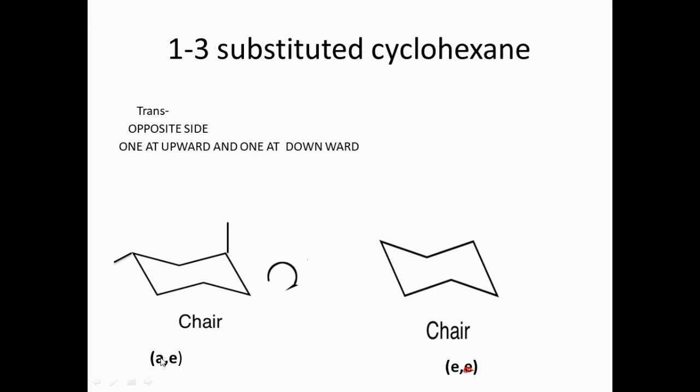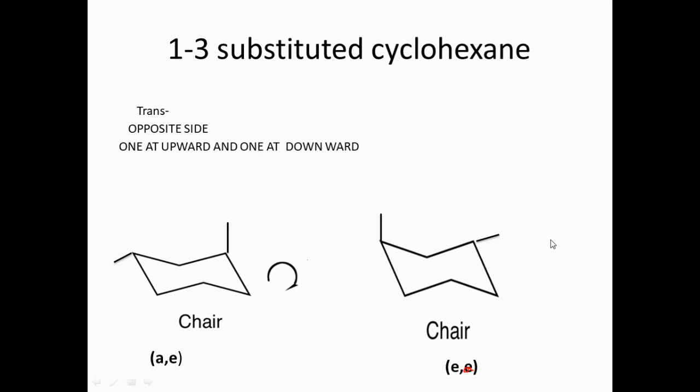The substituent would be at axial or equatorial. If at one place it is axial, at the third place it will be equatorial. Then it can be considered a trans 1,3 disubstituted cyclohexane. Or if at the third position it is axial, at the first position it will be equatorial. Both are the same, axial-equatorial and equatorial-axial. Okay, that is the trans form.